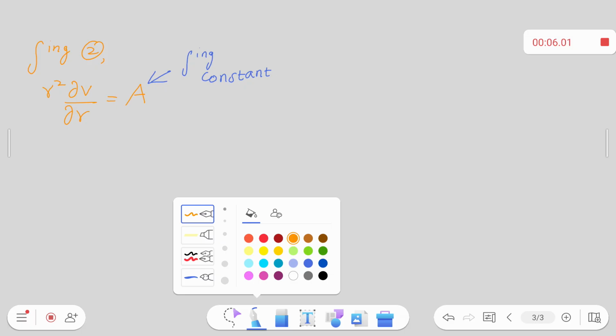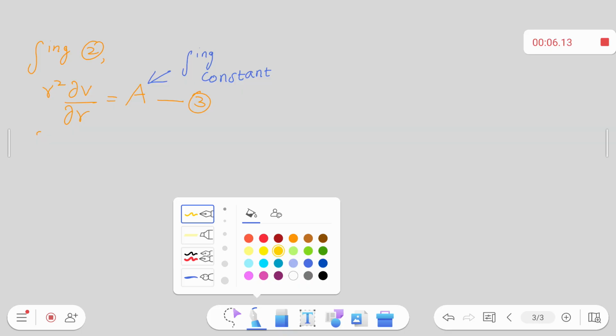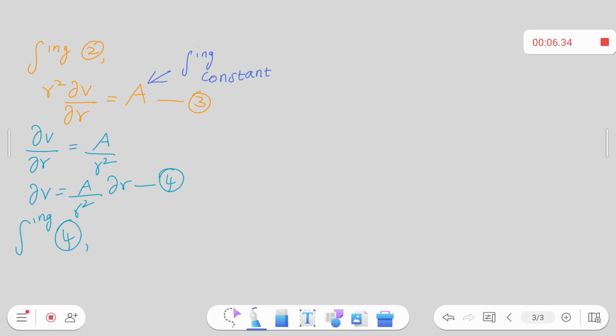So now let us take this as equation number 3. Again, before integrating, I am going to simplify this equation, I am going to rewrite this equation as, this can be written as dou v by dou r is equal to A by r square, or dou v equal to A by r square into dou r. Let us take this as equation 4. Now we will integrate equation 4. So if I integrate equation 4, I will get V is equal to minus A by r plus the integrating constant B.